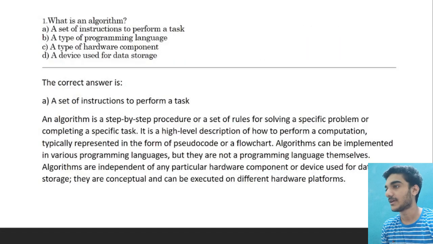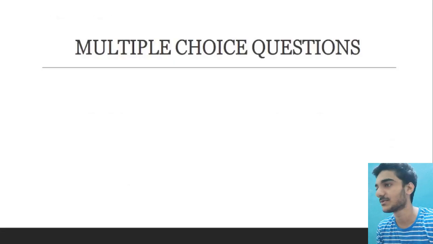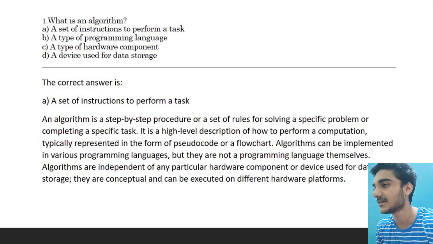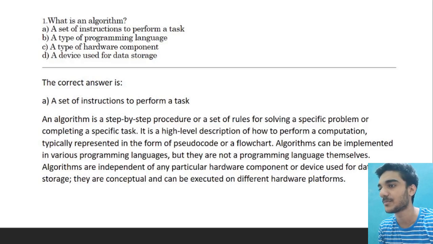First question, and all these questions are multiple choice questions, so keep that in mind. What is an algorithm? There are four options given to us, and the correct answer is a set of instructions to perform a task. Explanation: an algorithm is a step-by-step procedure or a set of rules for solving a specific problem or completing a specific task.